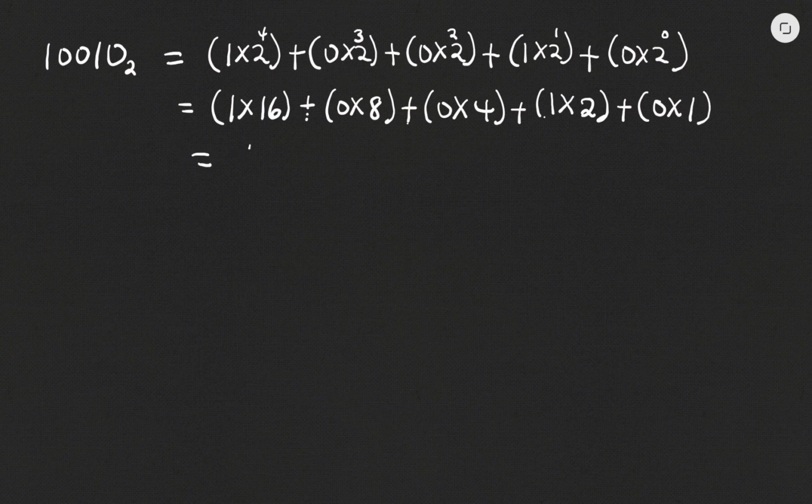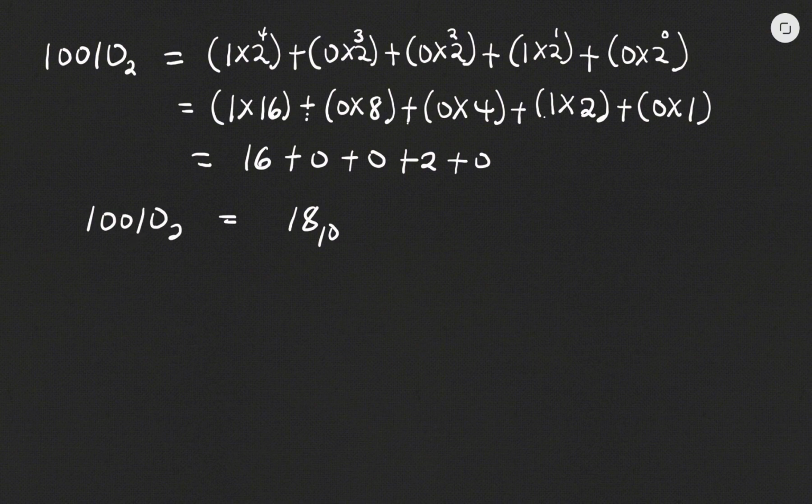So from here we have 16 plus 0 plus 0 plus 2 plus 0. Okay, so our result over here will be 16 plus 2, which is equal to 18 base 10. So therefore 10010 base 2 is equal to 18 base 10.